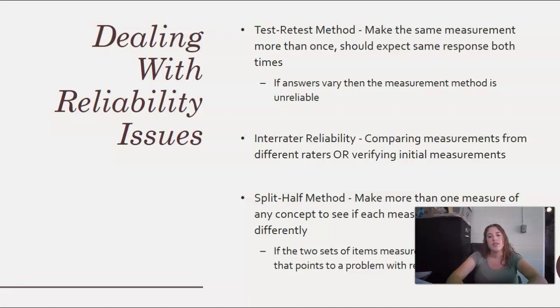Another way to deal with reliability is called inter-rater reliability, and you can do this two different ways. One is to compare measurements from different raters. If you have multiple researchers coding data from the census, you have them code the same data in the same way and then compare their information, and this way you can make sure that any mistakes are caught. If for some reason the numbers aren't the same, then you can say, wait, what's going on here? Let's go back to the actual data and see who's right and who's wrong. Sometimes people just make a mistake when they're entering in numbers.